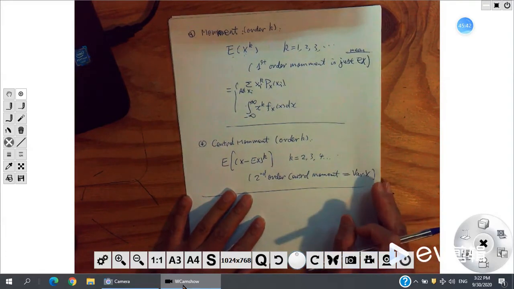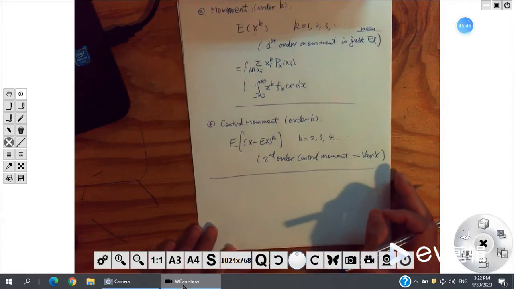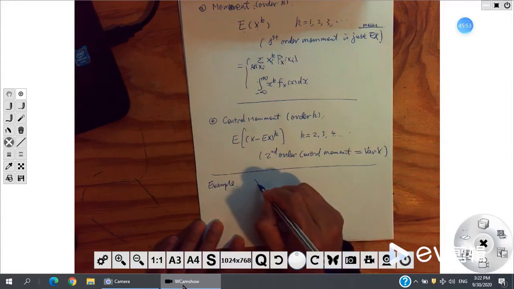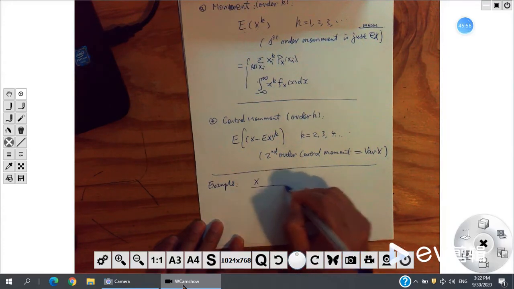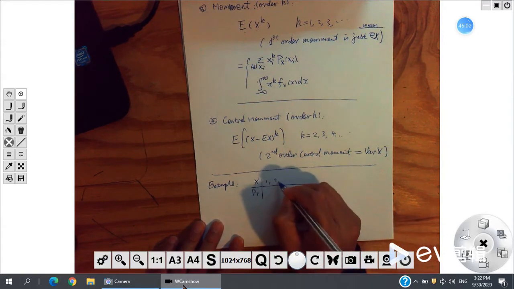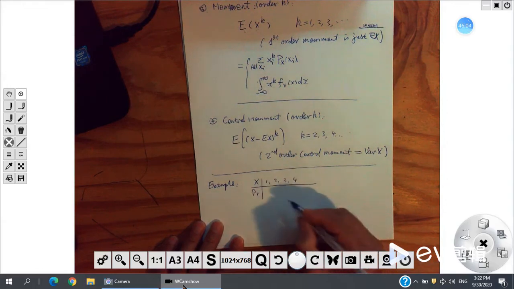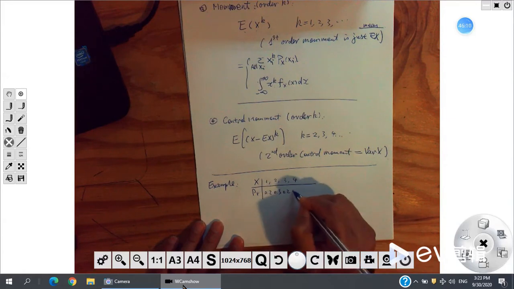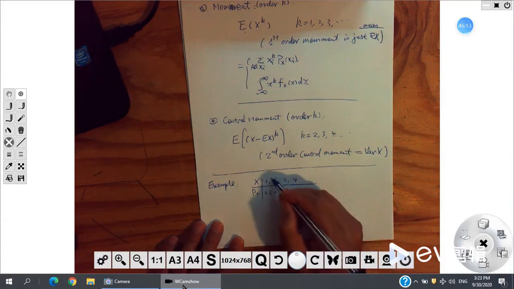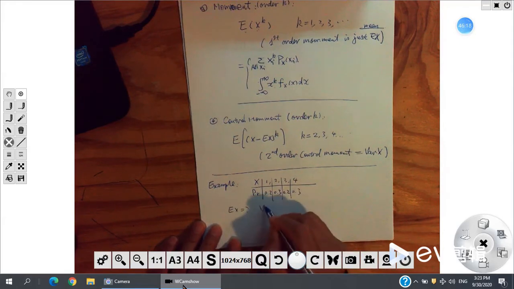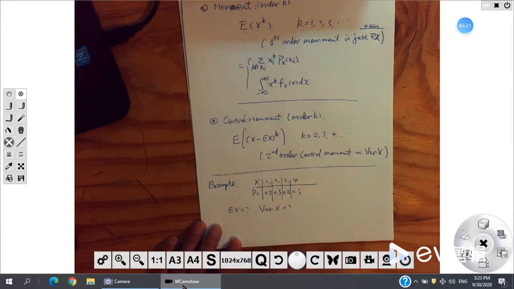Okay, I have 5 more minutes. I can give another example. All right, a discrete type example. I have X with probabilities. X could be 1, 2, 3, 4, and the probabilities are 0.2, 0.3, 0.2, 0.3. Then we want to find the EX and the variance of X. We want to know these two.